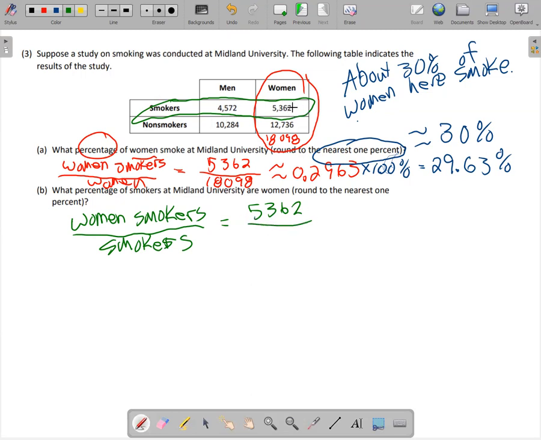Let's see, I think I can do this one here. 2 plus 2 is 4. 6 plus 7 is 13, carry the 1. 5, 6, 3 is 9. 5, 4 is 9. 9,934. Anyone else get that? Okay. And we want to divide those two. More than half of the smokers are women, it looks like, right?